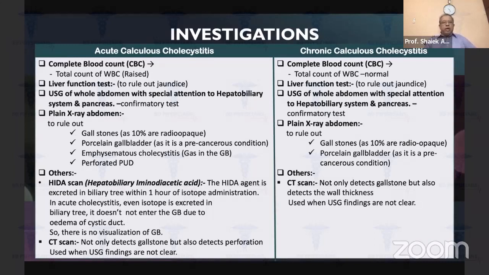CT scan not only detects gallstone, but also detects perforation. It is used when the ultrasound findings are not clear. At that time, you can do the CT scan. It's very informative to look and evaluate carefully.